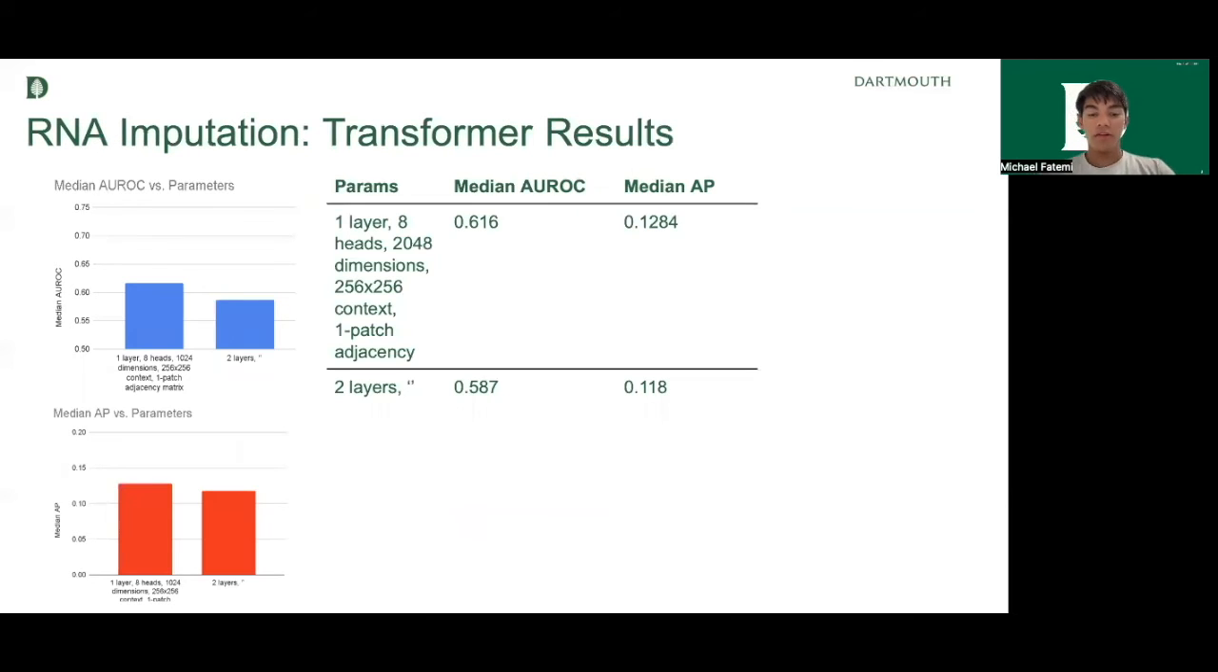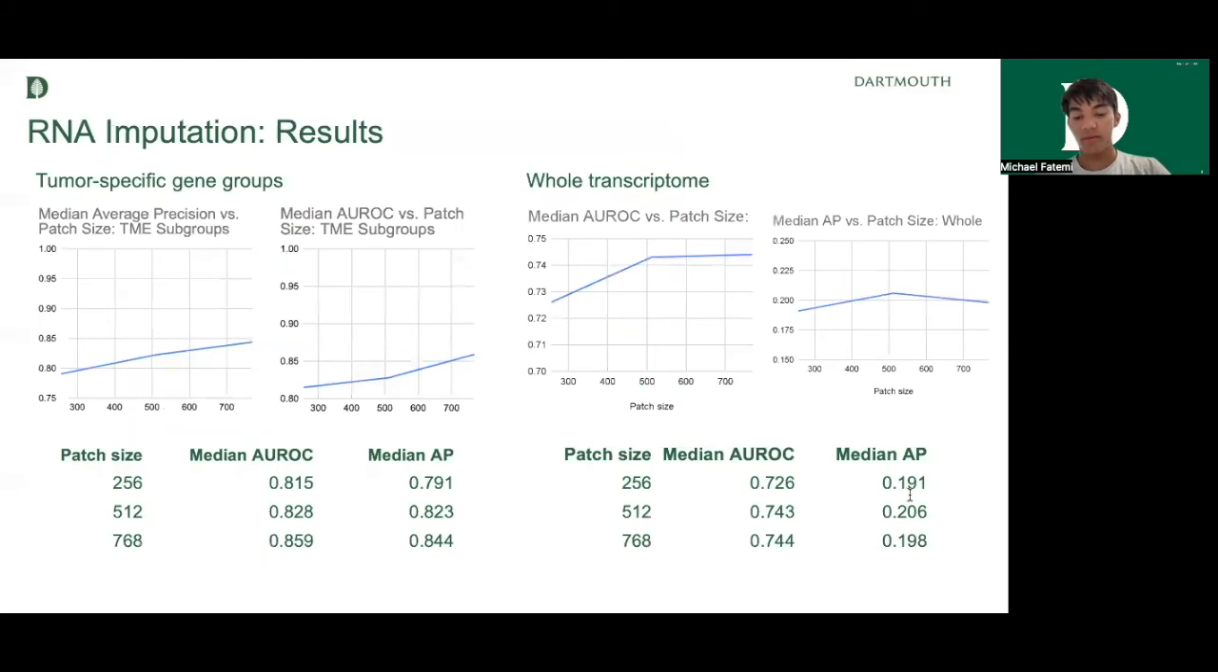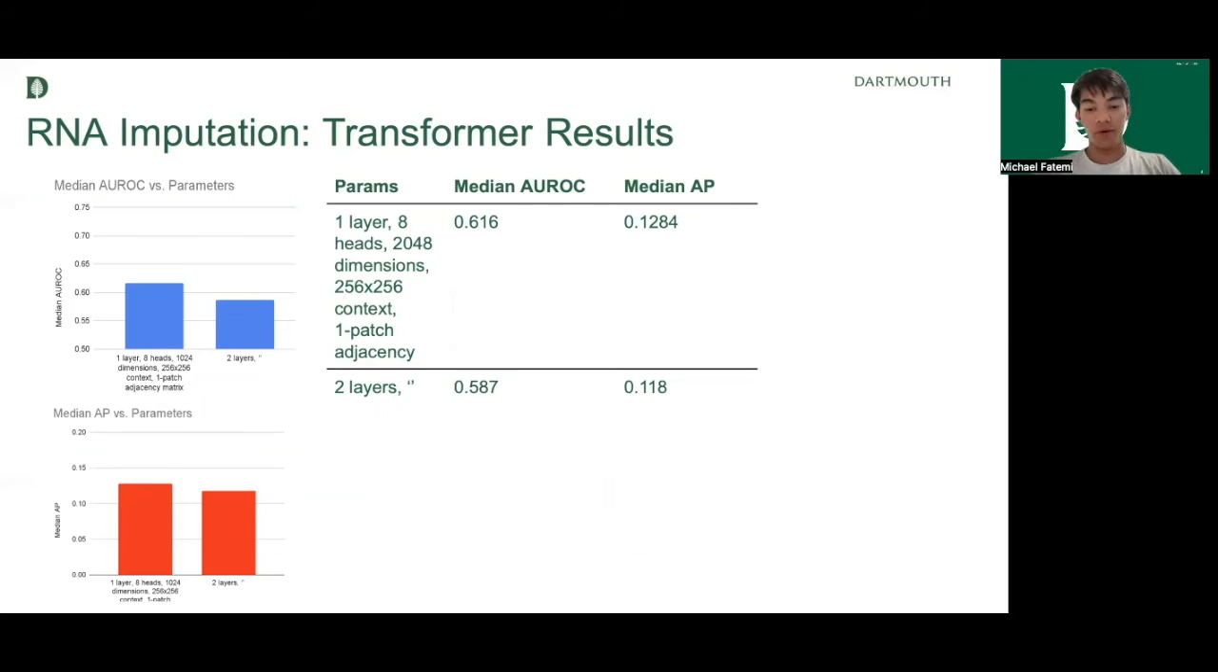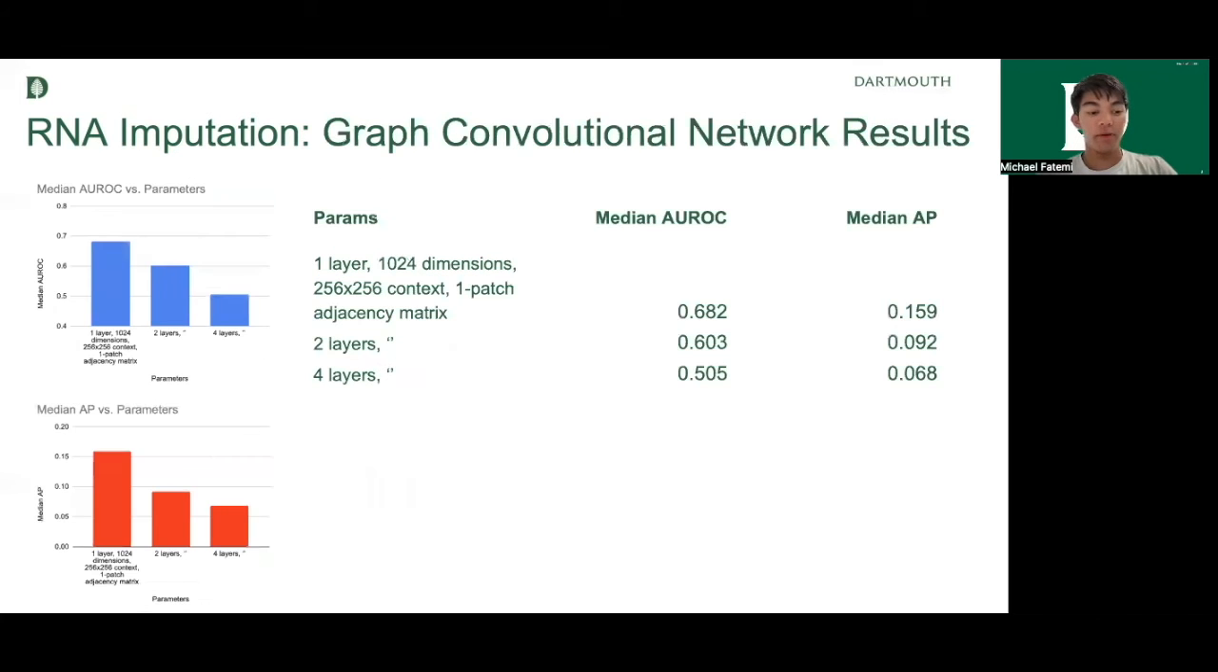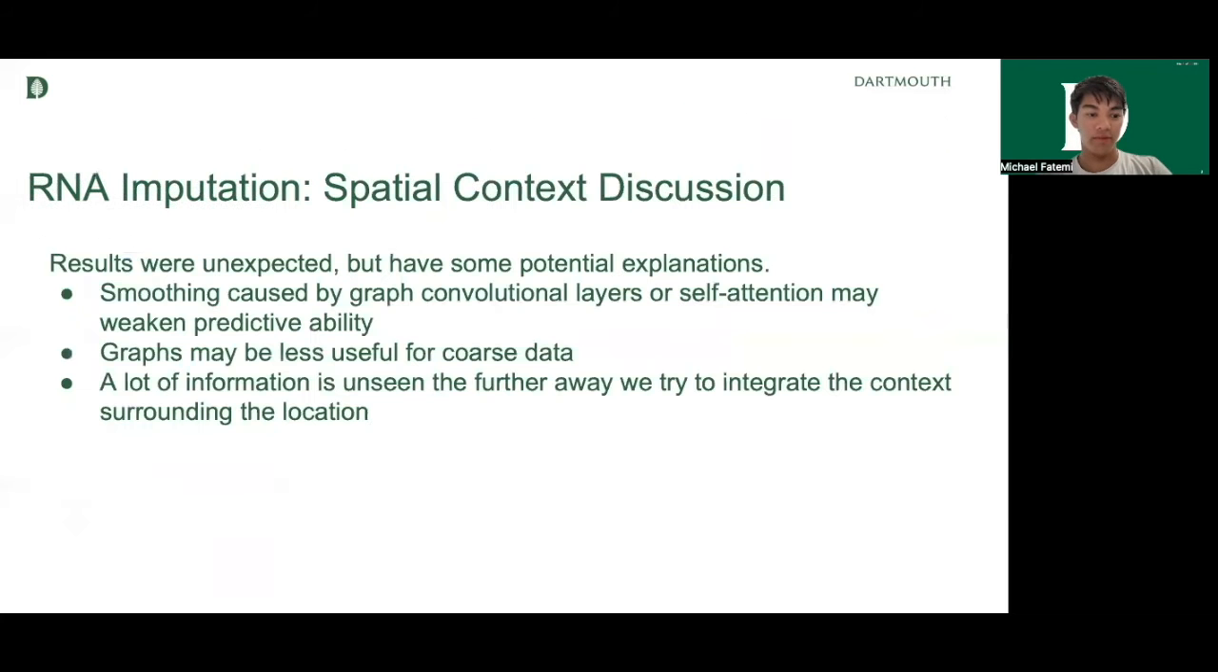So here are some of the results for the transformer. The median AUROC and the median average precision are much lower than what they were for the whole transcriptome over here. It was roughly 0.2 for the whole transcriptome when we were using just an Inception v3 model. However, when we use a transformer, it's down to 0.1284. A similar thing happens for graph convolutional networks, but to a lesser extent. We find that increasing the number of layers in the graph convolutional network decreases the accuracy as well as the average precision. There are some reasons we think this might be happening.